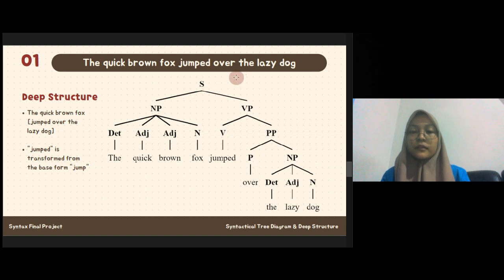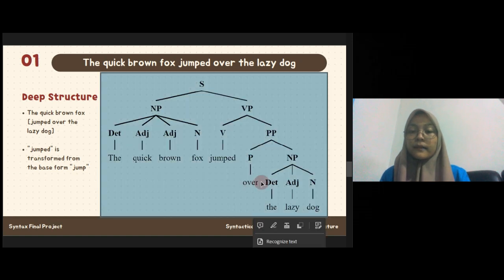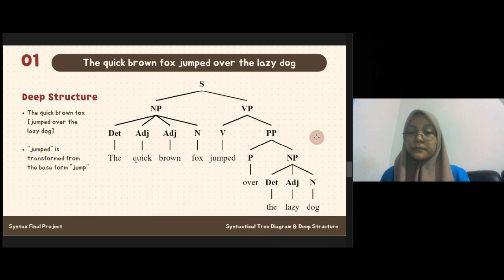And then let's see the syntactical tree diagram. The sentence is divided into two nodes. There is noun phrase and verb phrase. Below the noun phrase, there is the as a determiner, quick as an adjective, brown as an adjective, and fox as a noun. And then below the verb phrase, there is the word jumped as a verb, and then there is a prepositional phrase. Below the prepositional phrase, there is a preposition over, and there is a noun phrase. Below the noun phrase, there is the as a determiner, lazy as an adjective, and dog as a noun.